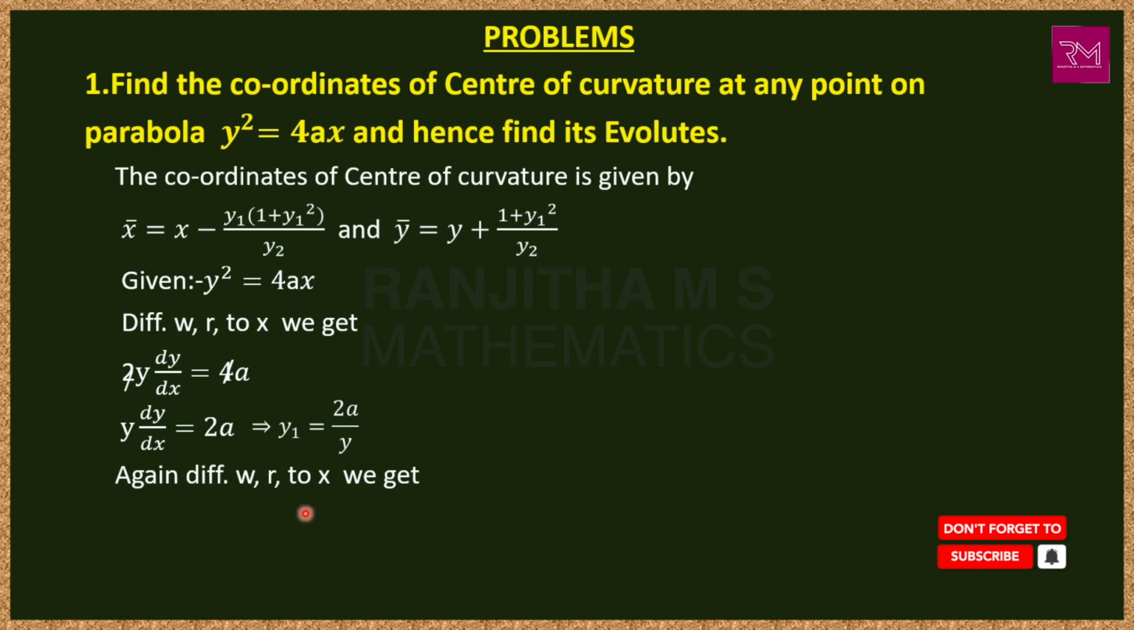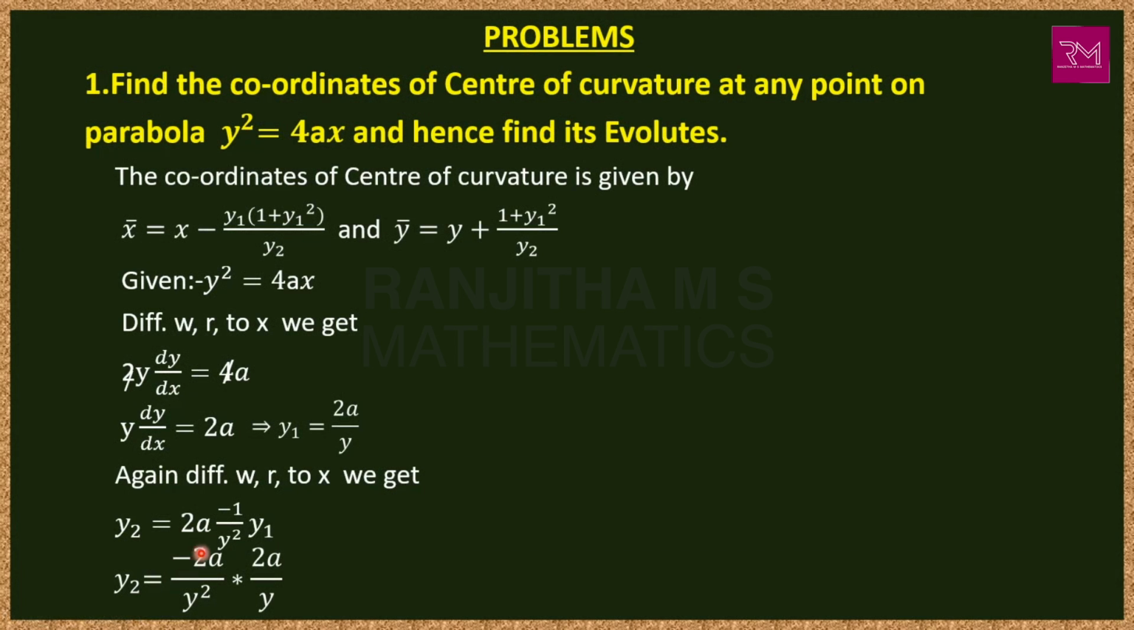After finding y1, we have to find y2. For that, differentiate y1 with respect to x. We get y2 is equal to 2a, a constant, taken as it is, into differentiation of 1 by y, which is minus 1 by y square, into differentiation of y with respect to x, that is y1. So y2 is equal to minus 2a by y square into, in the place of y1, we substitute 2a by y. Here minus 2a into 2a is minus 4a square, divided by y square into y, which is y cube. This is our y2. y2 is minus 4a square by y cube.